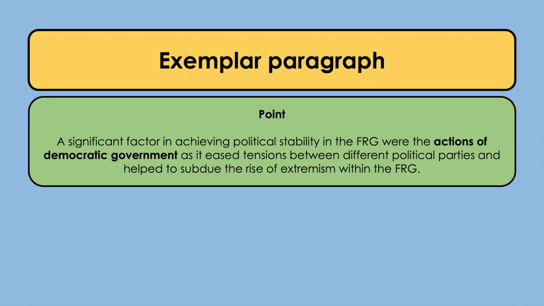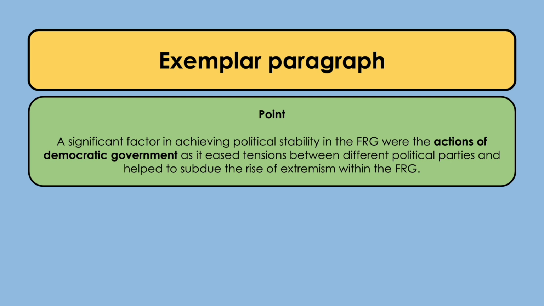So we're going to start with our point, and I'm going to stick with that first factor that we've been discussing, which is democratic government. So the point that I've started this paragraph with is: a significant factor in achieving political stability in the FRG were the actions of democratic government, as it eased tensions between different political parties and helped to subdue the rise of extremism within the FRG.